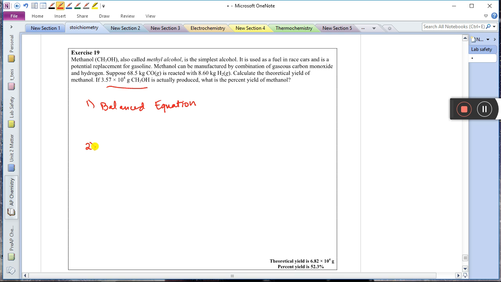Next thing, what would we have to do? Find the limiting reactant. So we've got to do stoichiometry twice. What would our next step be? Find how much is actually produced. Well, before we find out how much is actually produced, we've got to find our theoretical. So whatever our lower number is will be our theoretical yield.